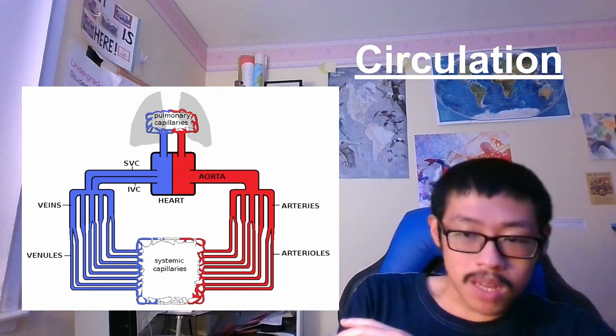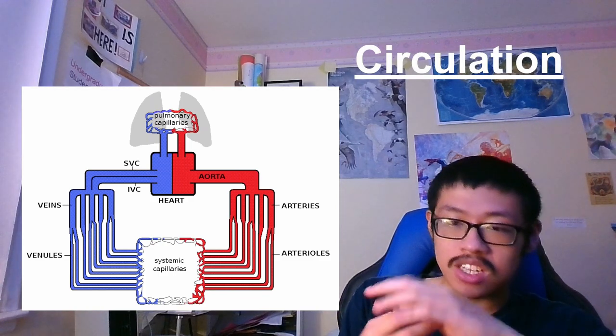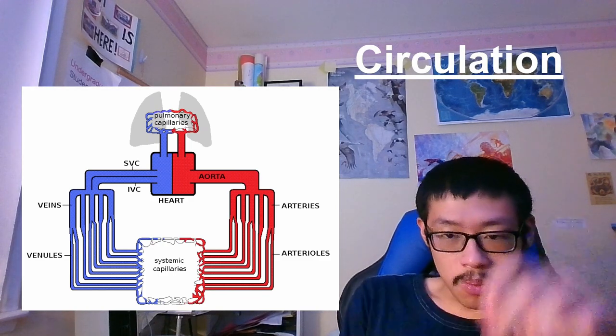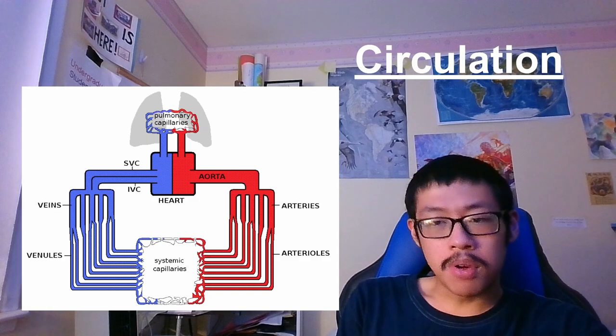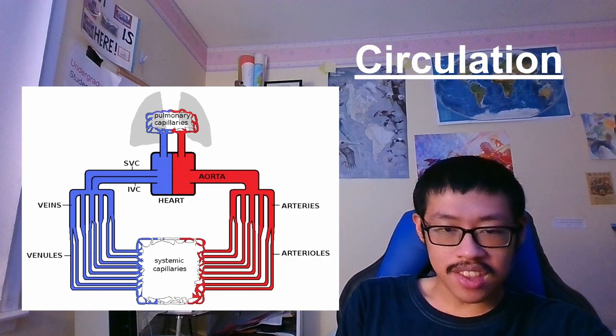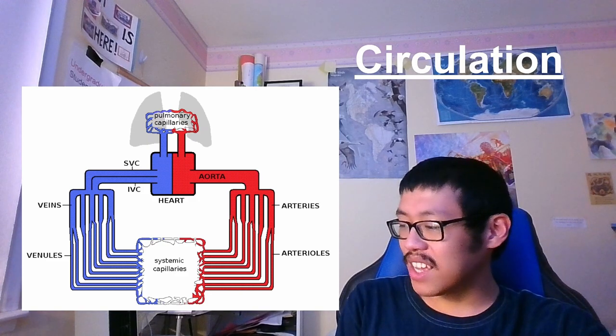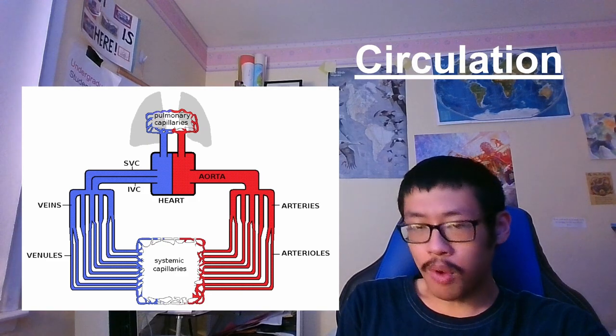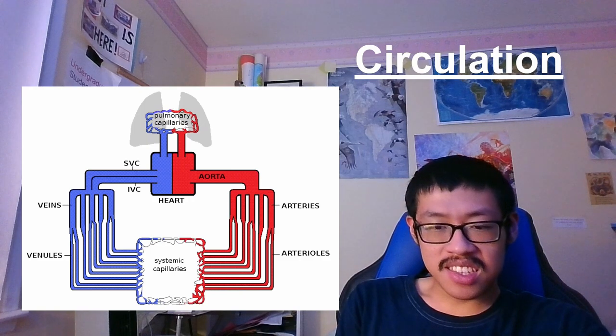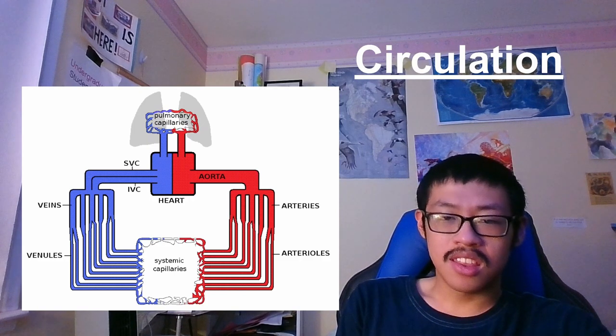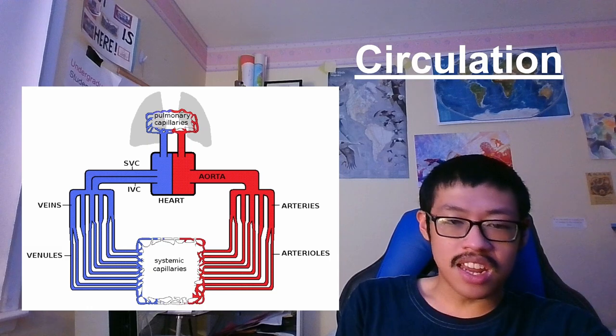So there's systemic circulation and there's pulmonary circulation. The systemic circulation distributes oxygen throughout the tissues in your body. The pulmonary circulation refills on the oxygen. So the fully accurate statement is that arteries carry blood away from the heart and veins carry it toward the heart. This is true in every case.